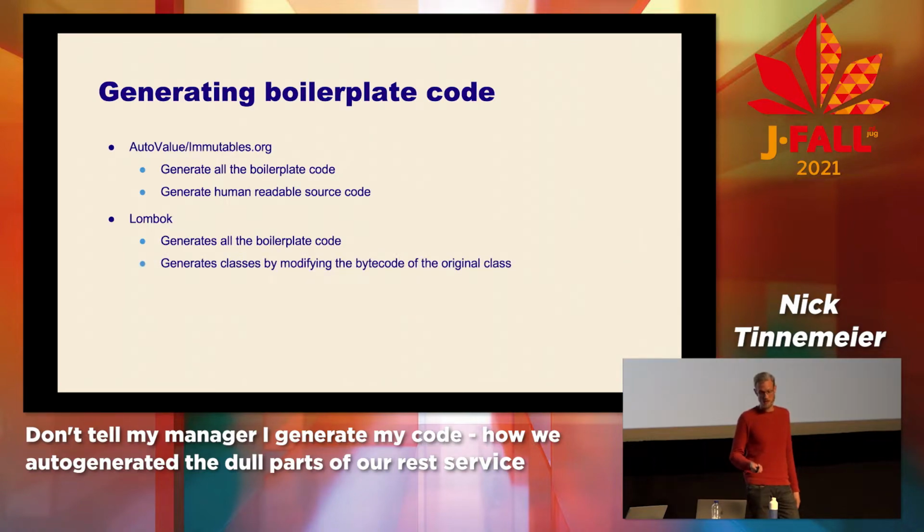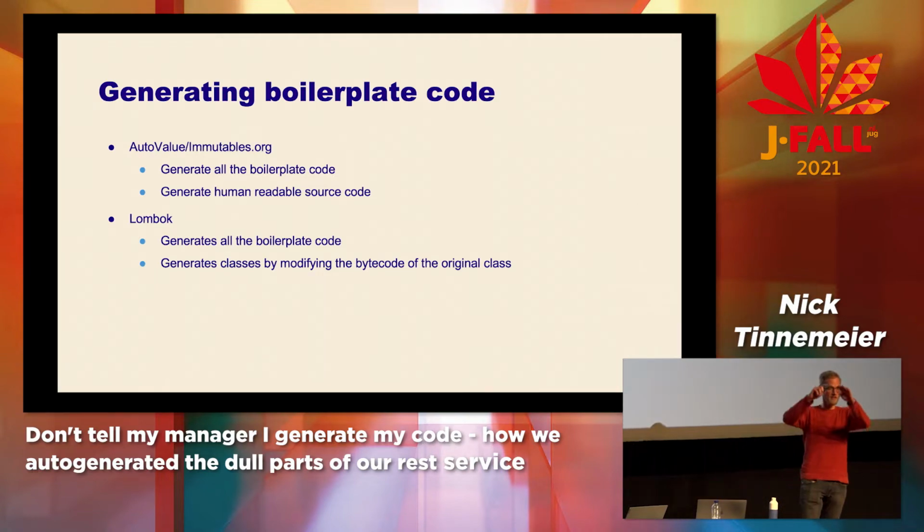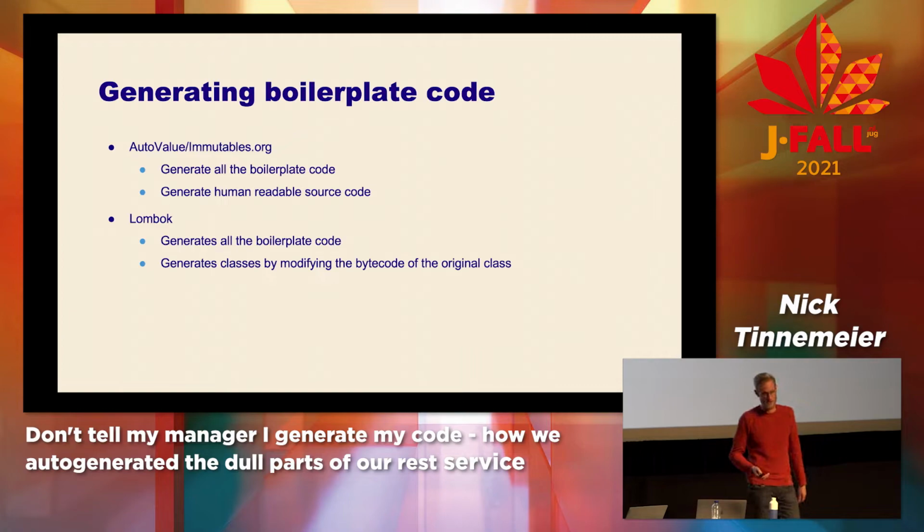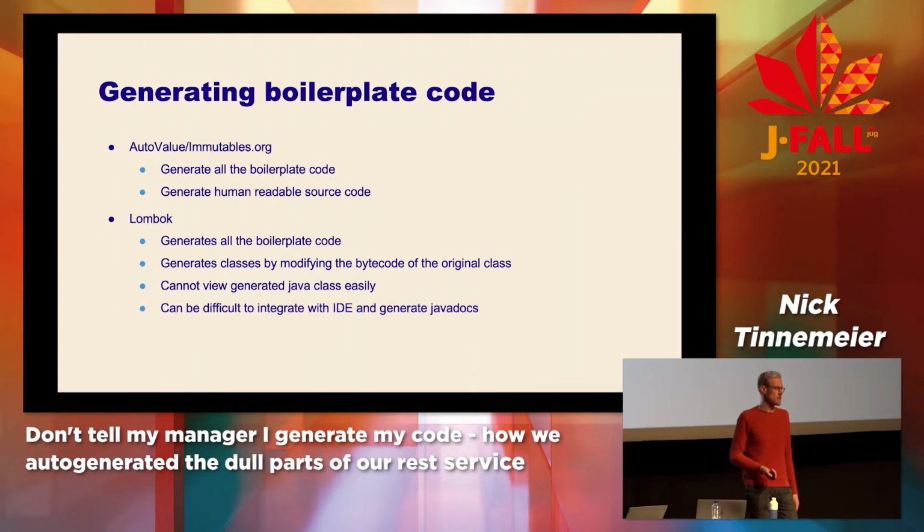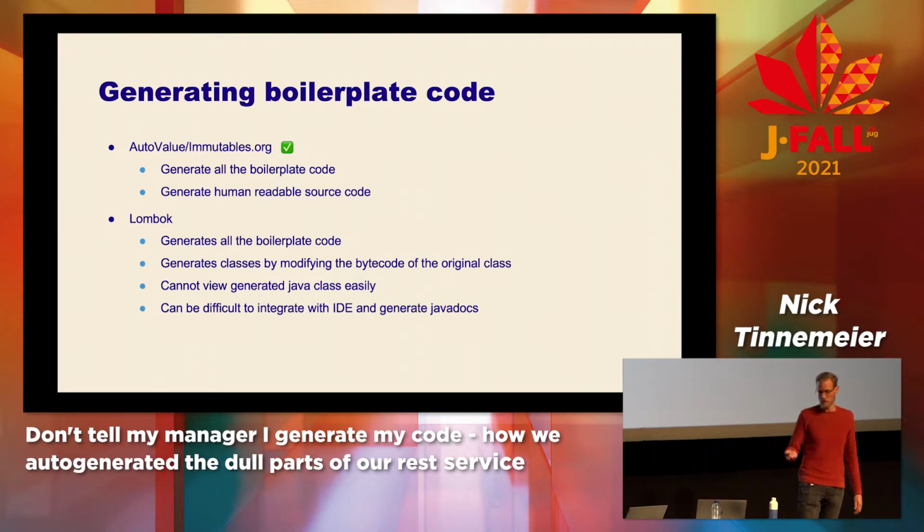But it does generate classes by modifying the bytecode of the original class. And that's a bit controversial, also a bit scary. Because what it actually does, it takes your compiled code and merges the bytecode of these getters, setters, and all the code into it. And as a consequence, you cannot easily view your generated Java class. There are plugins to do that. And it can be difficult to integrate with an IDE, and it's not easy to generate Javadocs because, it's bytecode. So, in our opinion, Auto Value and Immutables are the best pick when looking at this property.